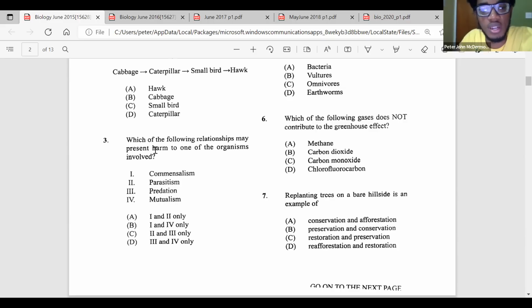Mutualism, both organisms are benefiting each other in a complete way like that. An example of that is, well, I know that there's a small fish in the ocean, almost like a cleaner fish, that cleans the sharks, right? So that's mutually beneficial. The shark is getting cleaned and the fish is getting food. So they're both mutualistic. So which may present harm to one of the organisms involved? I would say 2 and 3 only. So what's that? C?